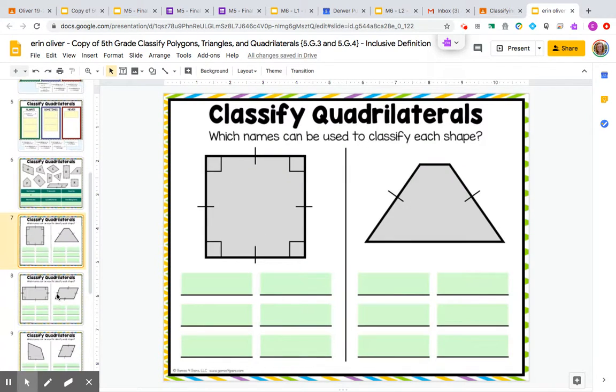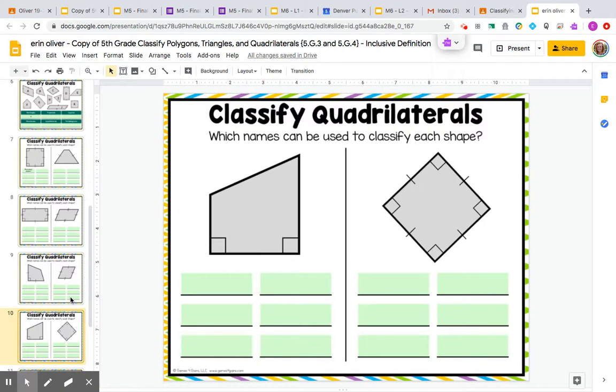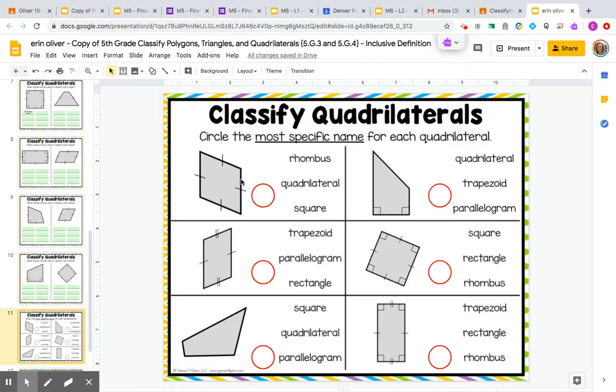And then I'm going to go and I'm going to put down the name of each shape. Is this a rhombus? Is this a square? How would I classify this shape? You're going to do that for a couple of them, and then you're going to be specific with your names. This shape right here, is it a trapezoid, parallelogram, or rectangle? I'm going to put my circle around it.